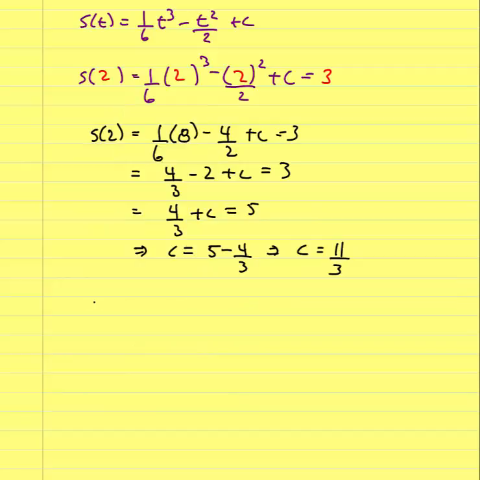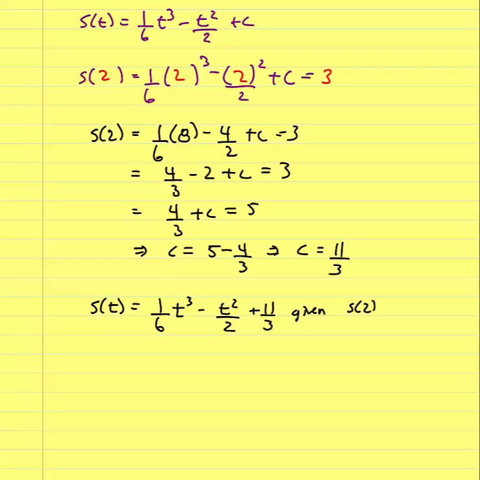So what I have here then is, actually I don't like how I wrote that, s of t is equal to 1/6 t cubed minus t squared over 2 plus 11/3, given, gosh, I don't even remember what we were given. Oh, that's right, s of 2 equals 3. So I can find a particular value of a function given those particular conditions, and that's a really important thing to be able to do, especially when you're working a lot of these types of story problems.